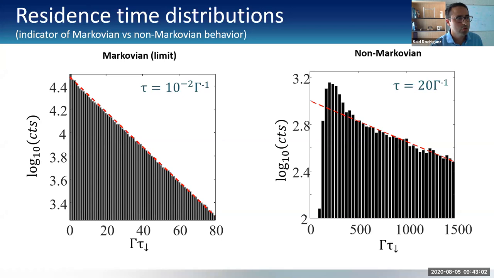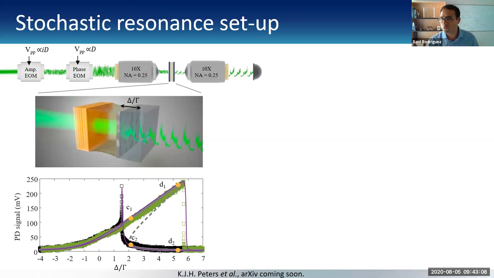I think now I've shown you all the ingredients of the system, the nonlinearity and the noise. And now I'm going to show you how we do stochastic resonance in the system. So I have again the same kind of cavity. We replaced one of the DBRs by a metal mirror just to lower the quality factor a bit. Technical reasons, not so critical.